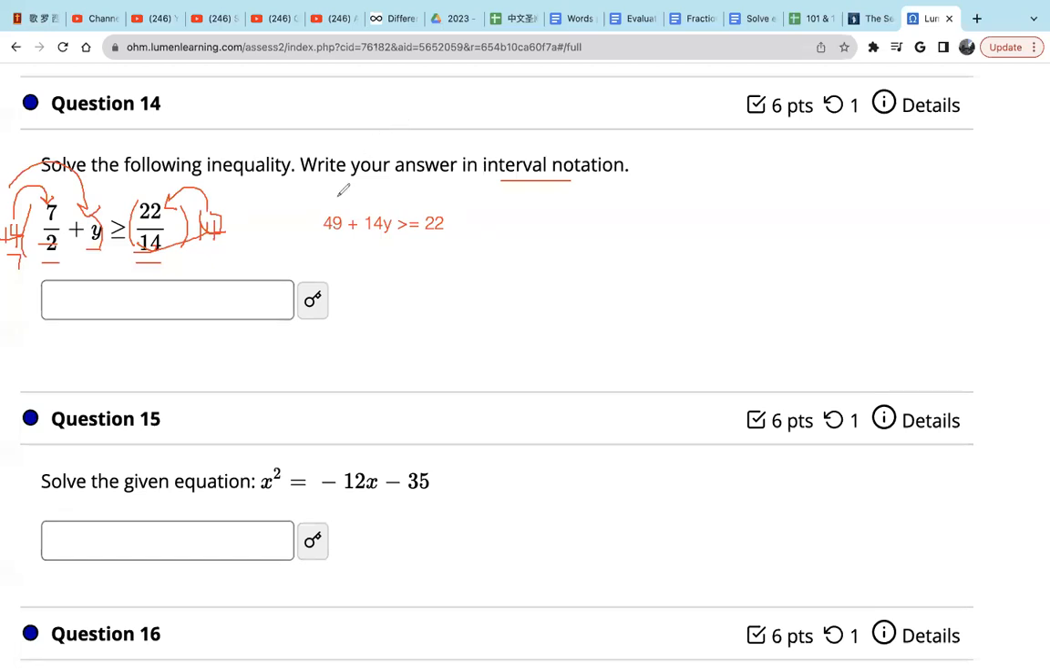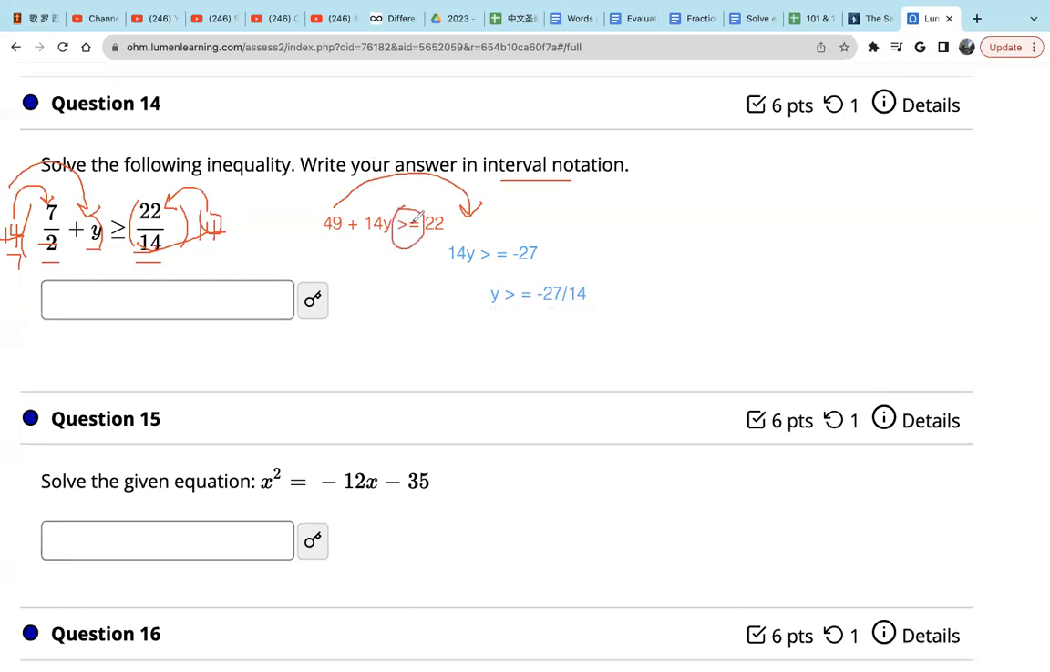So now we want to move 49 to the other side. We get 14y greater than or equal to 22 minus 49, that's negative 27, because 22 plus 27 is 49. Now we divide by 14 on both sides. So we get y greater than or equal to negative 27 divided by 14. There's no common factors between 14 and 27, so we're done.